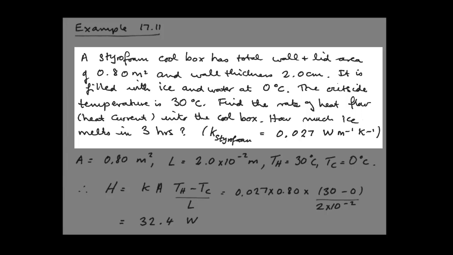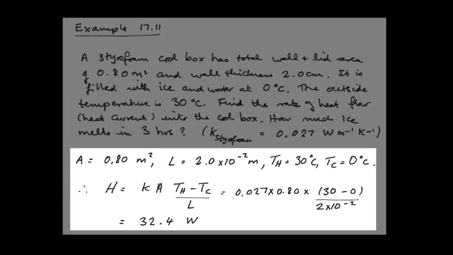It is filled with ice and water at 0 degrees centigrade. The outside temperature is 30 degrees centigrade. Find the rate of heat flow, that's the heat current, into the cool box. Second part of the question, how much ice melts in 3 hours?